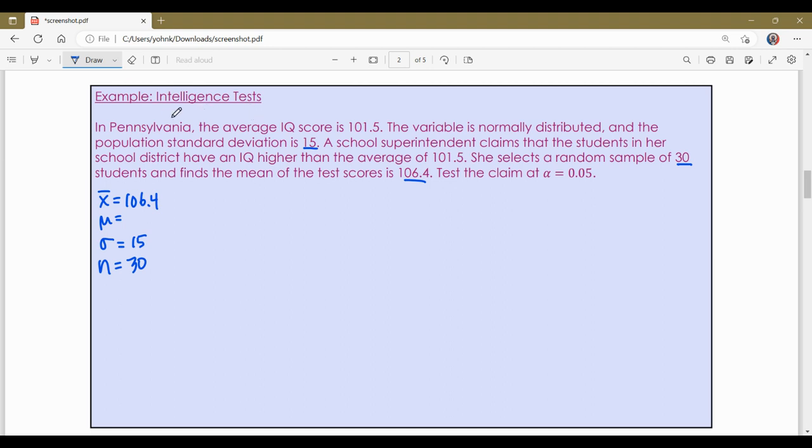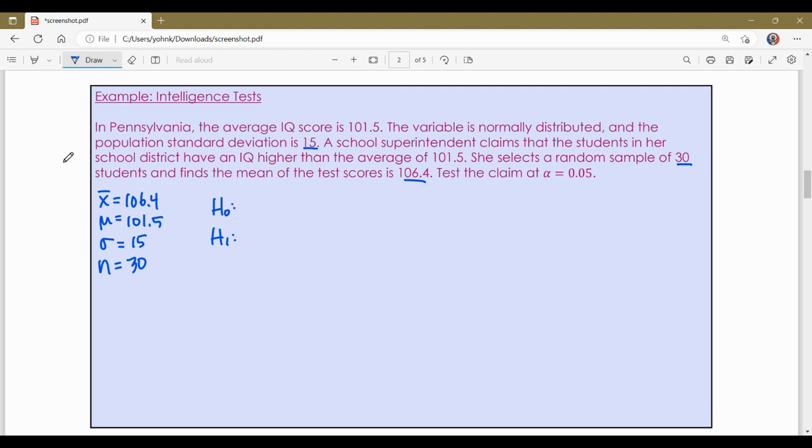And the average IQ of everybody in Pennsylvania, 101.5, is our mu. All right, so now we go into step one. Step one is to name your hypotheses and identify the claim. So we need the null hypothesis and we need the alternative hypothesis.